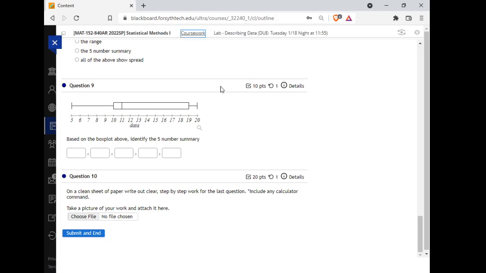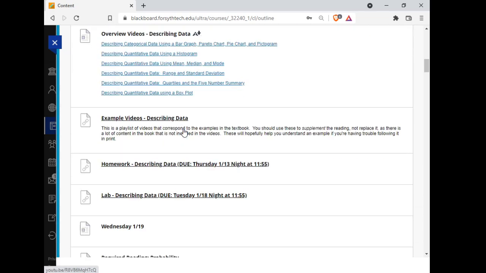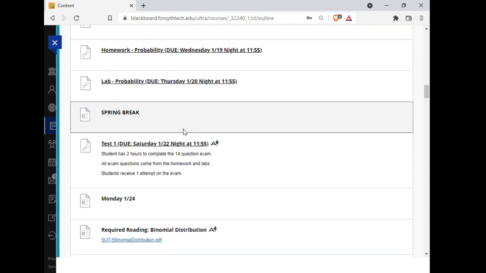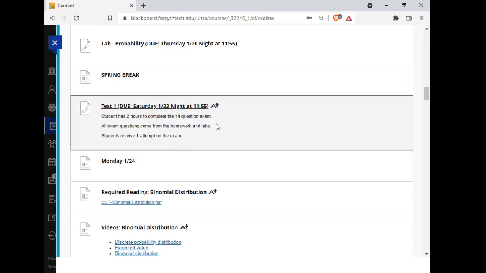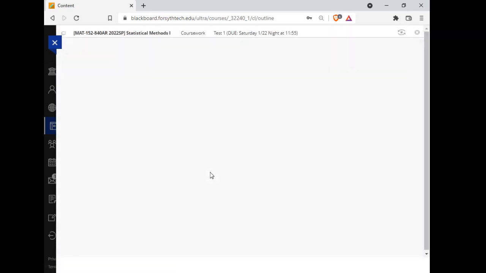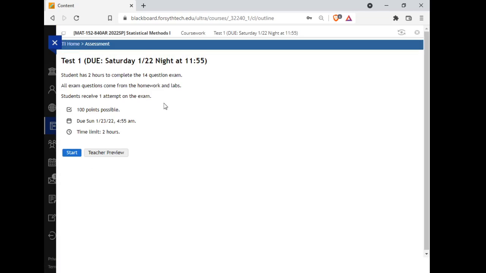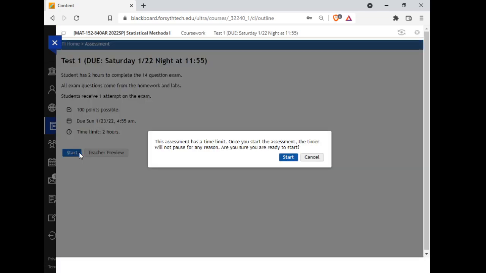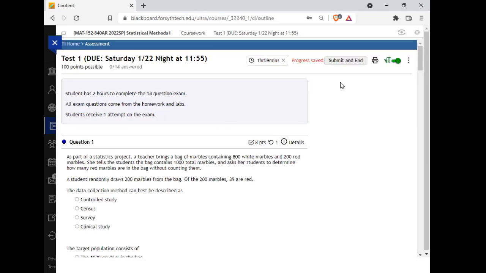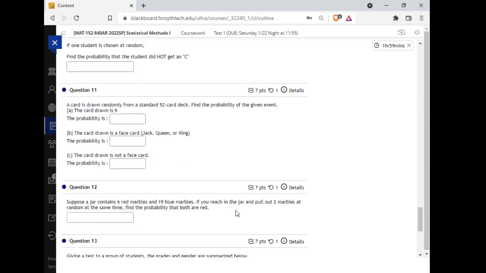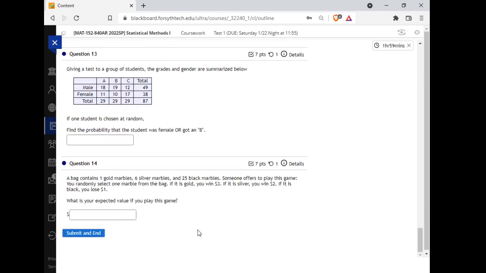The other thing I want to take a look at, maybe this is a bit of a spoiler alert, but let's look at the first test. Tests are 14 questions. They have a 2-hour time limit. Remember, they are not cumulative. This says spring break. I need to remove that. I don't know why that block is there. Okay. So it gives you all those warnings. Start. As you work through the test, there is a timer in the upper right corner. You would work through all the questions and then hit the submit and end button at the bottom.